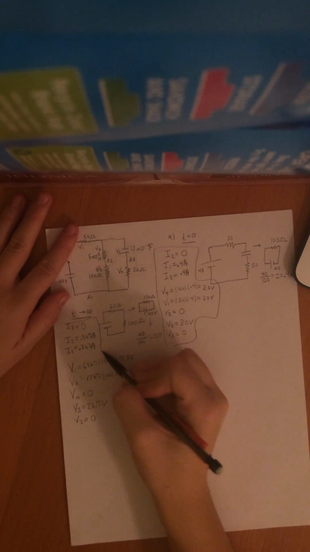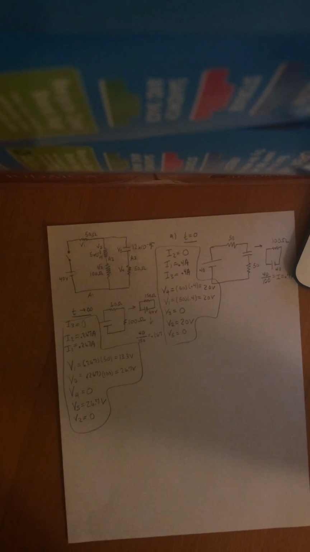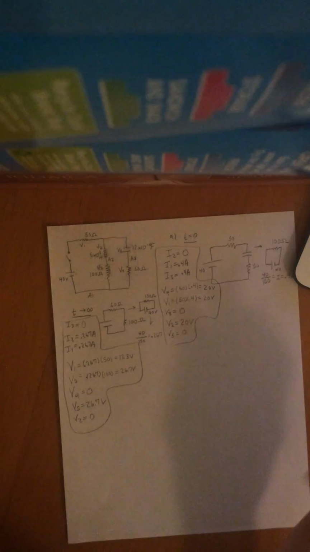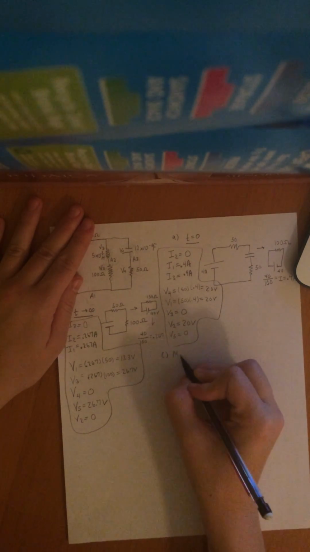Okay, so those are all of the values that we need in terms of A and B. Now do the rest of the question. Okay, so C, find the maximum energy stored on the capacitor and when does this occur? So max energy in the capacitor.